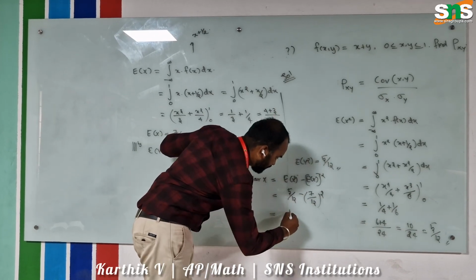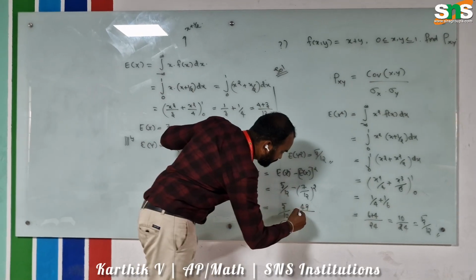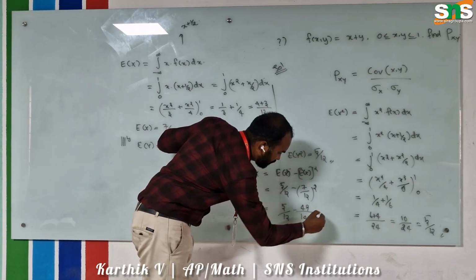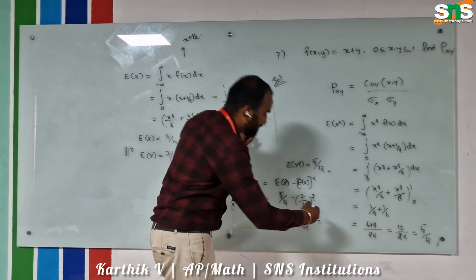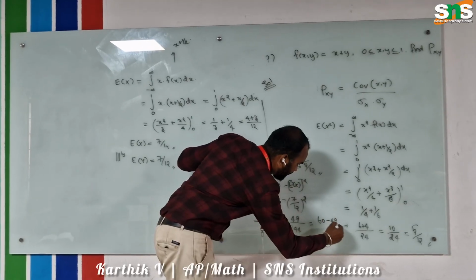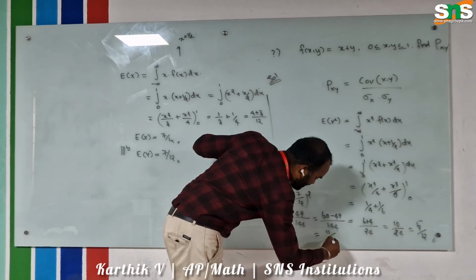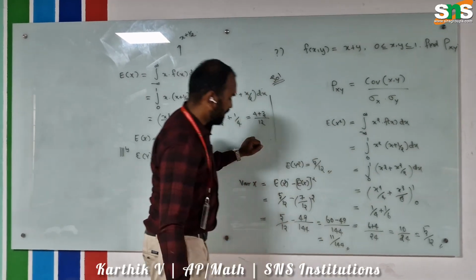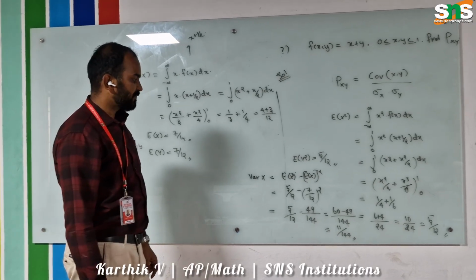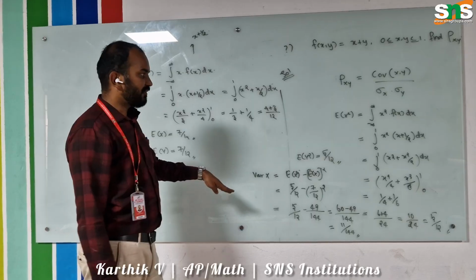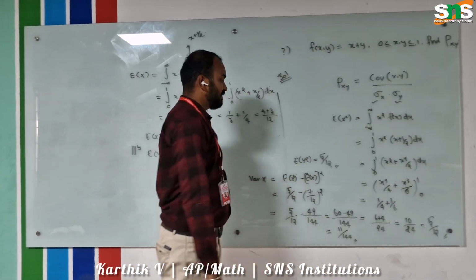So 5 by 12 minus 7 square is 49 and 12 square is 144. We have to take LCM for this term. That is 60 minus 49 divided by 144, which is equal to 11 by 144. So this is our variance of x, 11 divided by 144. Next we have to find variance of y. After that we have to find sigma x and sigma y.